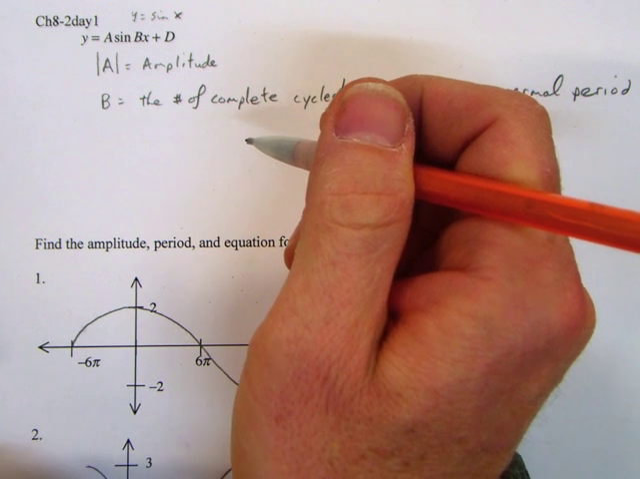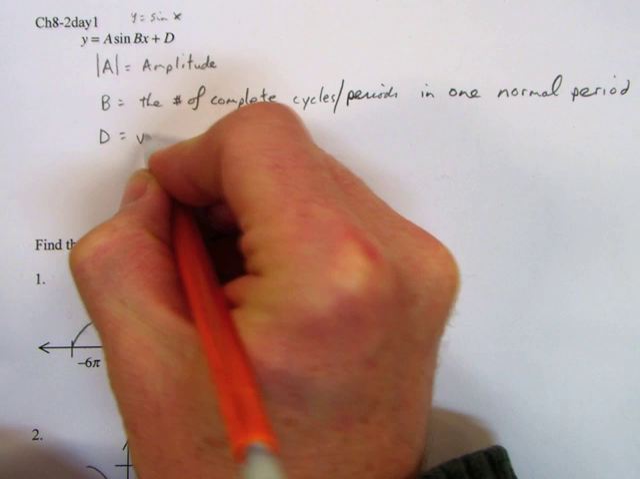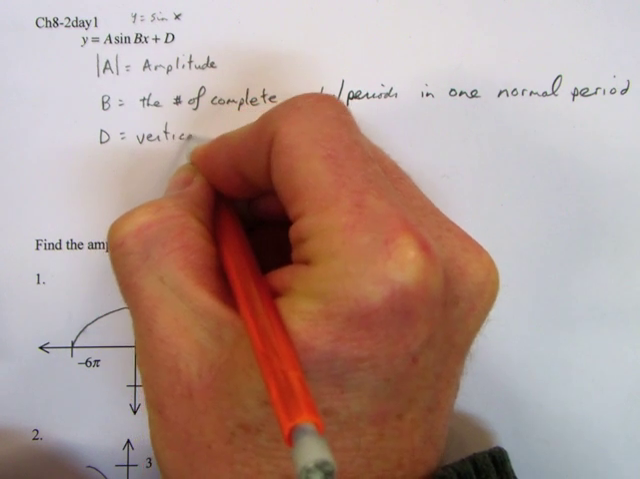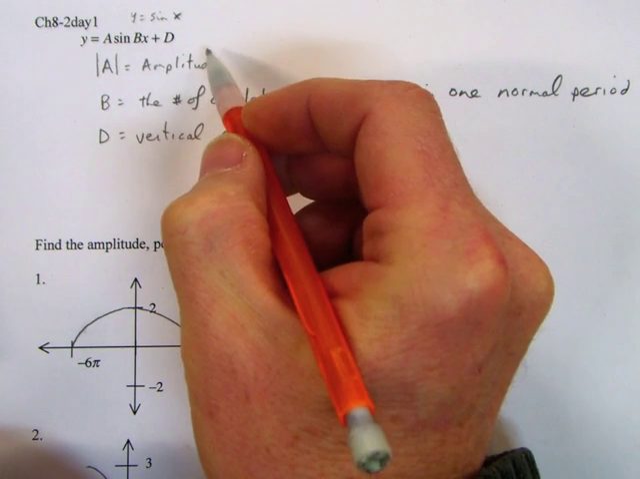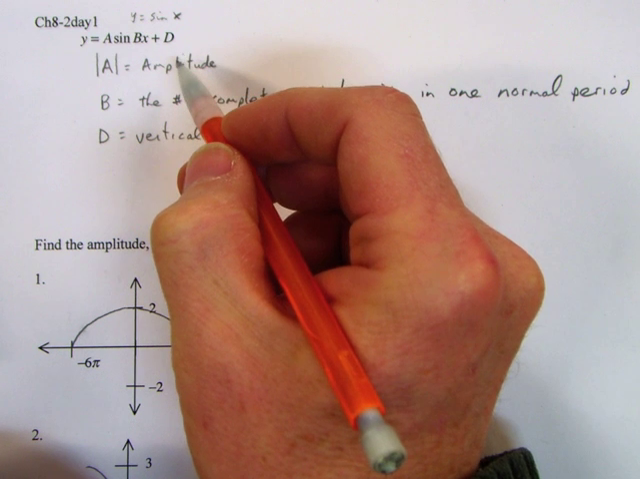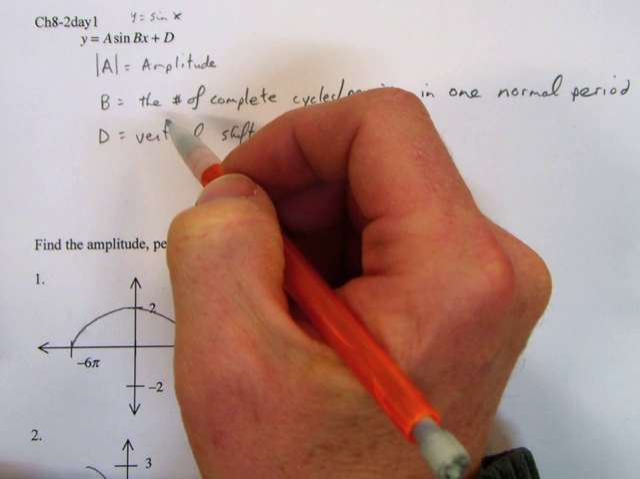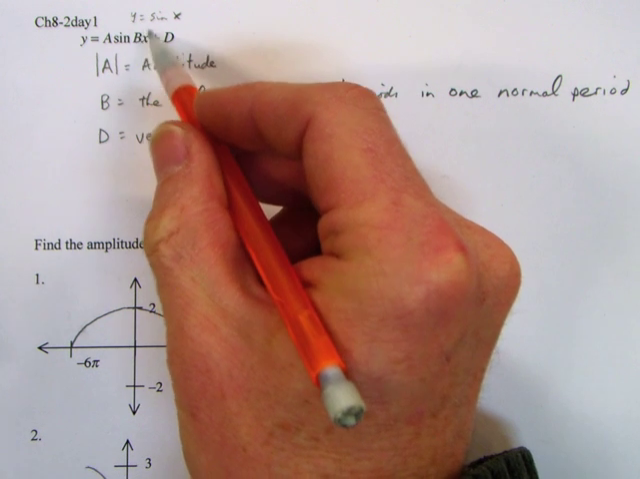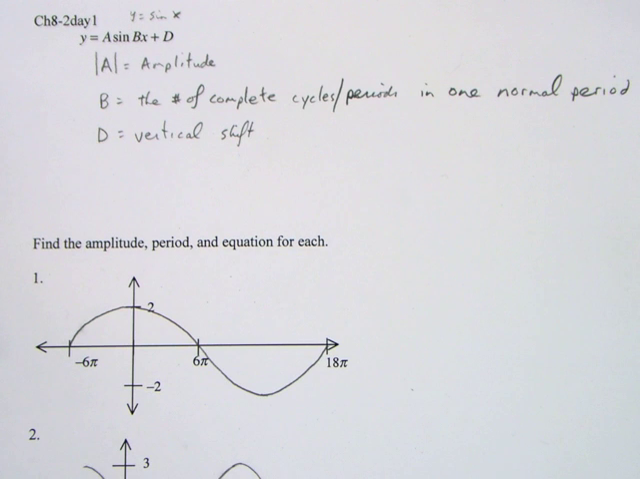depending on the problem. And then d is our vertical shift. So if it said +5, that would mean move the whole thing up 5 units. If it said -4, it'd mean the whole thing down 4. Notice that we don't have the x minus c part yet. We'll get to that one later.